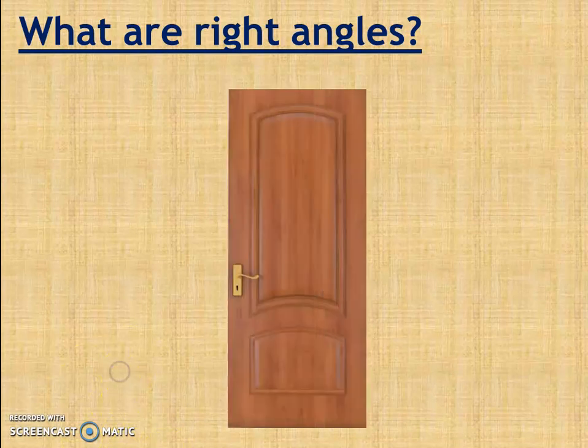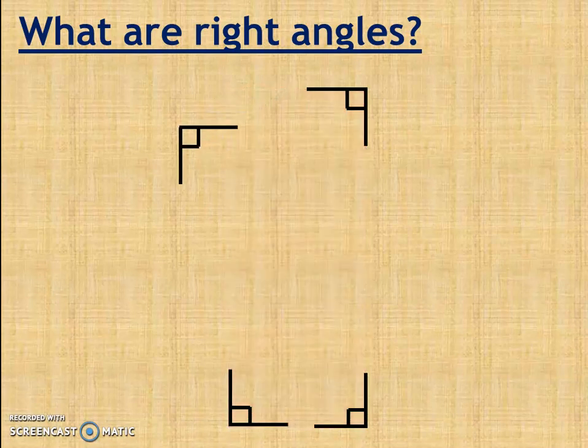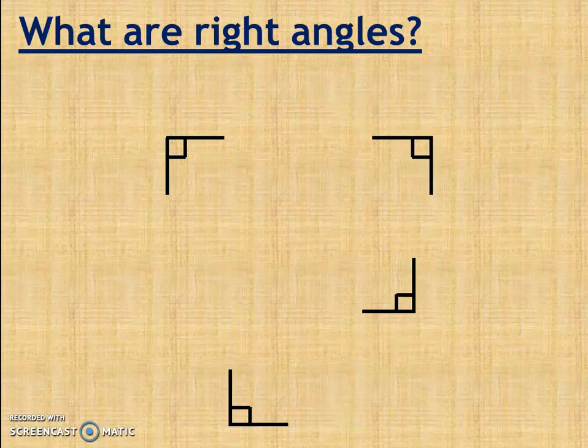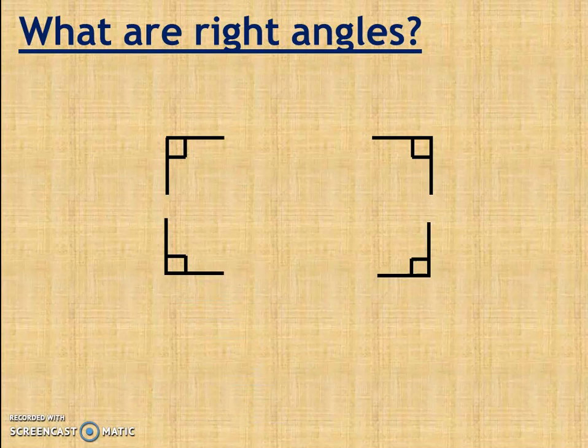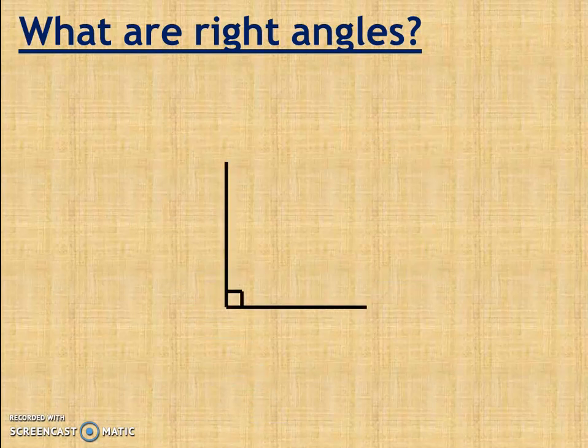Look at this door. The door has a rectangular shape, right? And then right angles are formed at each corner. To show an angle is a right angle, we draw a square symbol like this. So this symbol, this square, is a symbol of right angle.